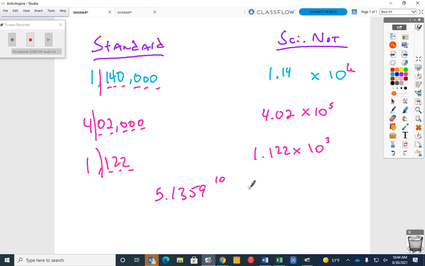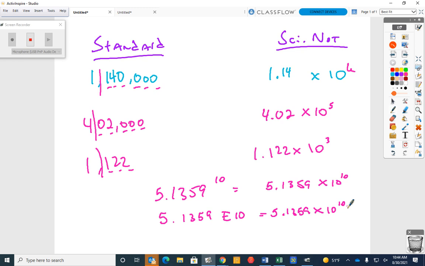That means it's going to be expressed, this is not this number to the 10th power, that means I'm going to express this in scientific notation. So 5.1359 times 10 to the 10th power. That's what that means. You might also see it as this. Some calculators would show this same number, 5.1359, and then E10. What do you think that means? Exponent. It means exponent of 10. That means this would be the same thing, 5.1359 times 10 to the 10th power. Does that make sense?